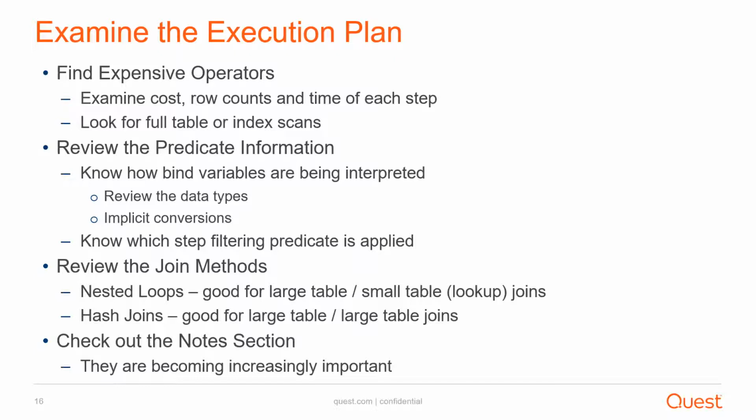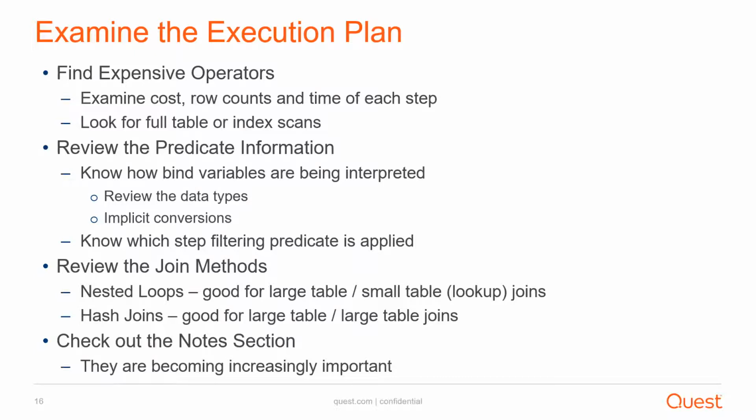Know which step the filtering predicate is applied. And I always like to have the filtering predicate applied earlier rather than later, so you're getting very few rows back and then building upon it, as opposed to joining all the data and then throwing it away at the end. Review the join methods. Nested loops are good if you have a very large table and a bunch of lookup tables, like master and detail. Hash joins are better for large table joins. So always be kind of aware of that.